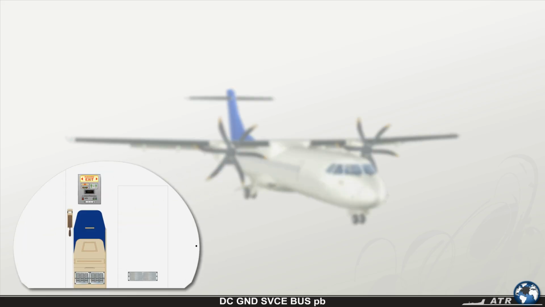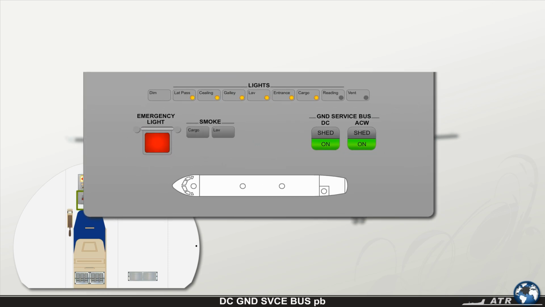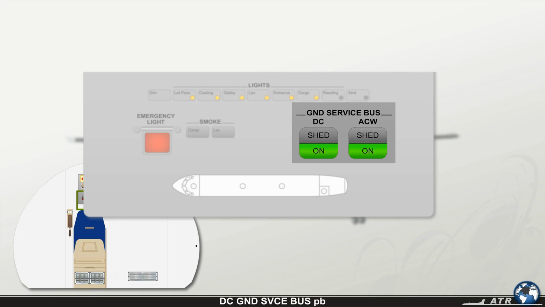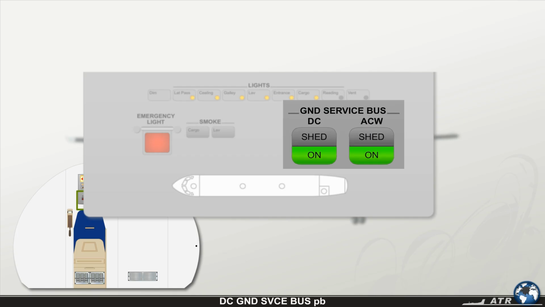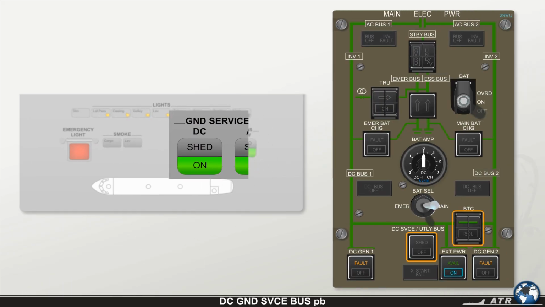In the rear cabin area, directly above the cabin attendant seat, you see the cabin attendant panel, which also provides two controls for the electrical system of your ATR: the DC and AC wild ground service bus push buttons. In its standard depressed position, the DC ground service bus push button displays the green ON light whenever a DC external power is connected and available, or the DC bus 1 is energized.